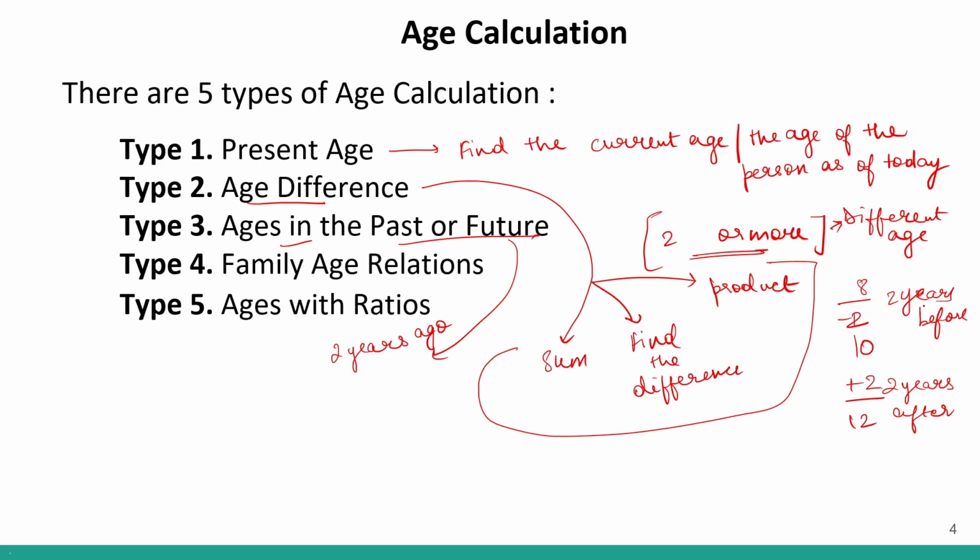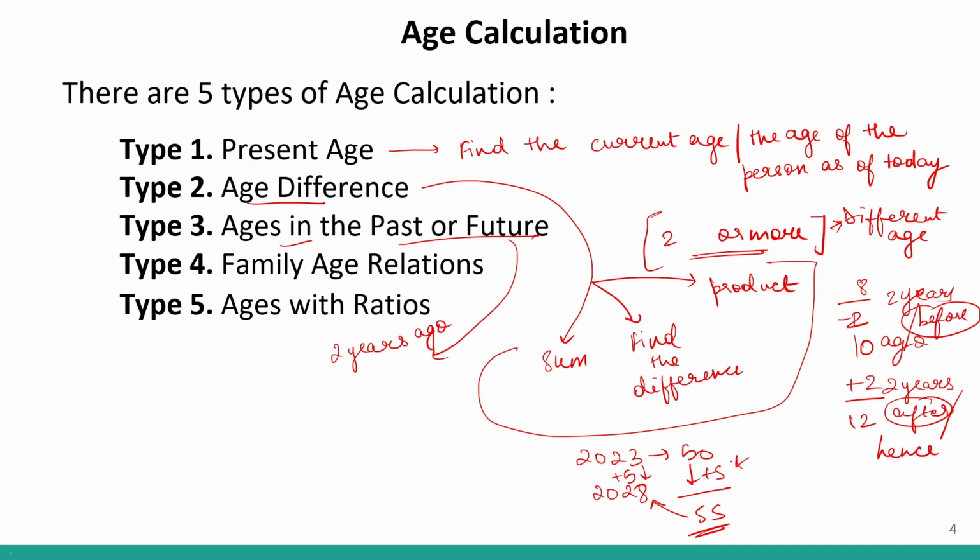Now it could be something like this, words like before, after, or words like ago, or hence. These will be used. Or you can get a particular year. So if in 2023 my age is 50, what will be my age in, let's say, 2028? Clearly 5 years have increased, so my age will also increase by 5 years. 55 will be my age in 2028. Not my age, but the age of the person in the question. Something like this will be given in ages in the past or future.